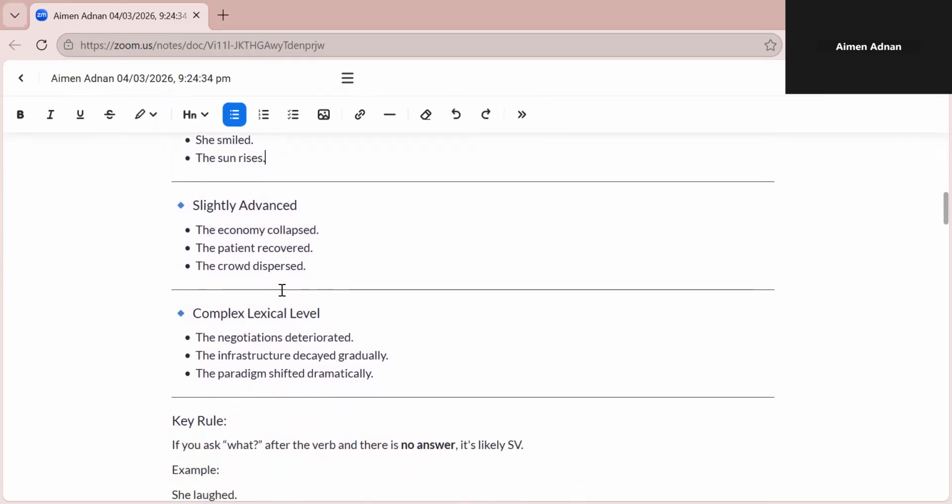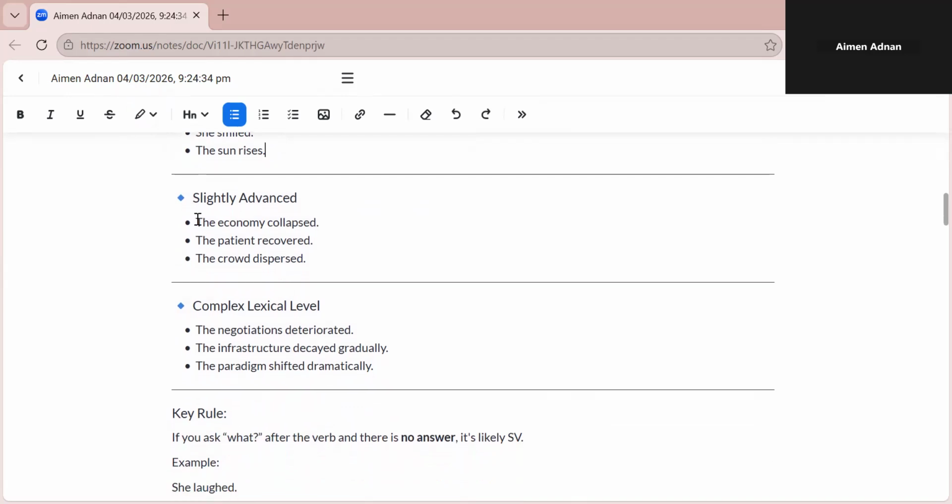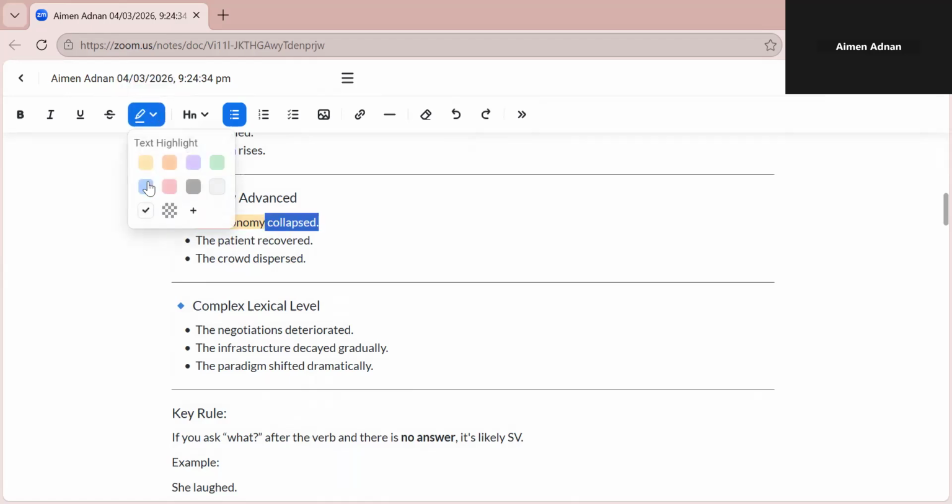Now, these were the easier examples. Let's move on to a slightly advanced level. The economy collapsed. In the structure, you can see the economy is the subject, while collapsed is your verb. These types of sentences are very important in your documentation and report writing, even in newspaper language.